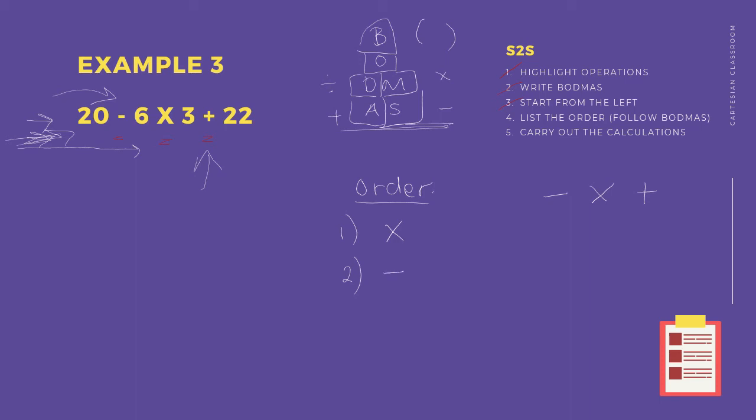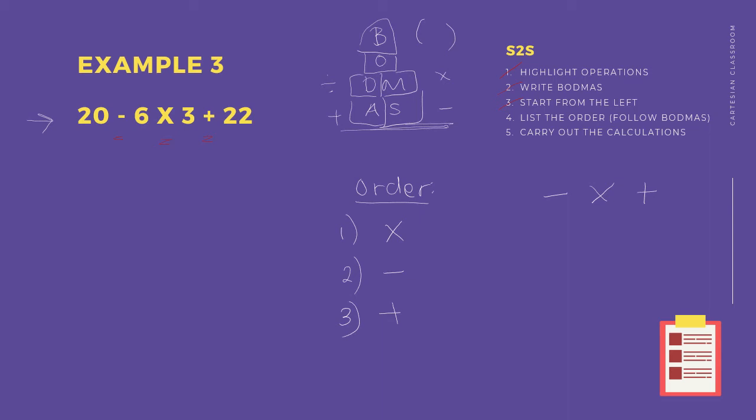So you're going to do minus first. And then the last one, you will do plus. This is where starting from the left is important. It's not just you writing down an arrow over there. It is written there to remind you that you need to read the numbers from the left. So whichever comes first between addition and subtraction, that's the one that you do first.